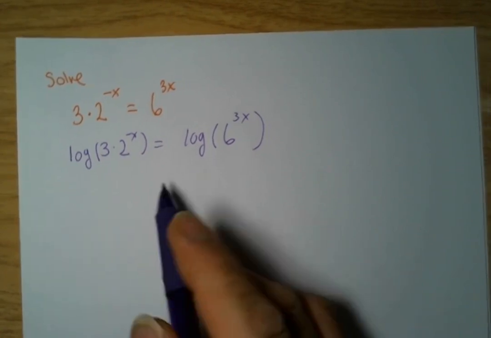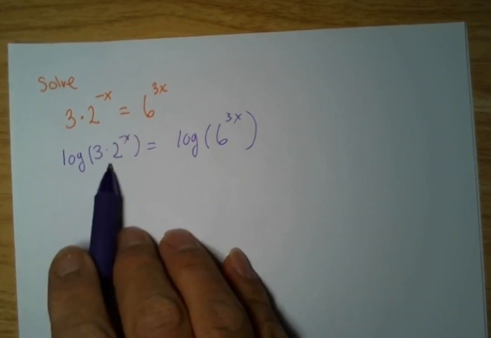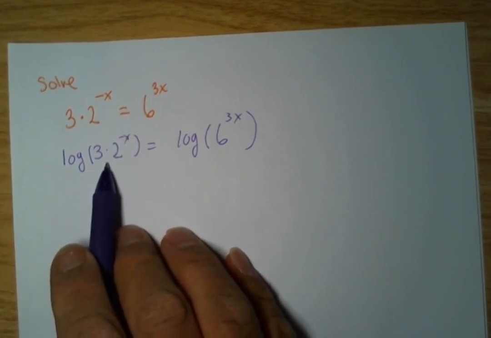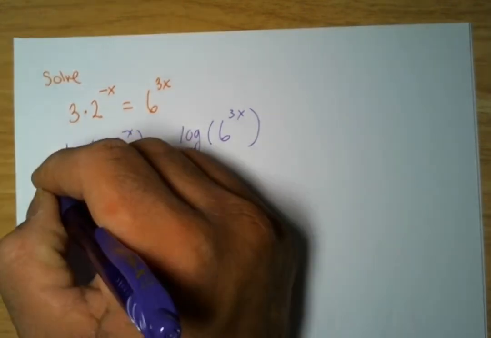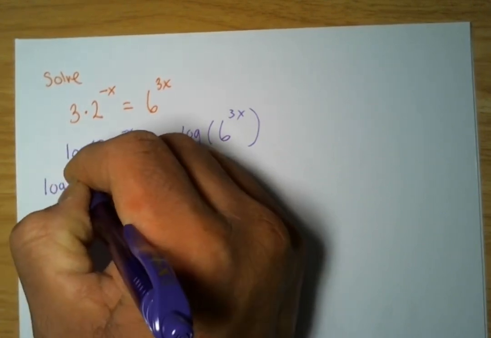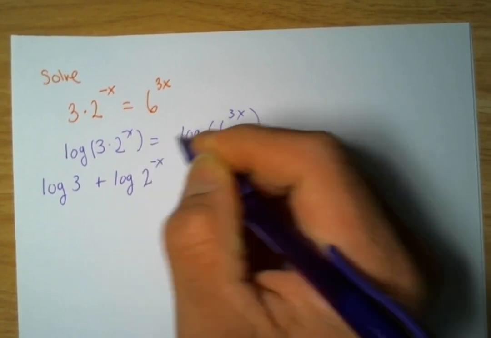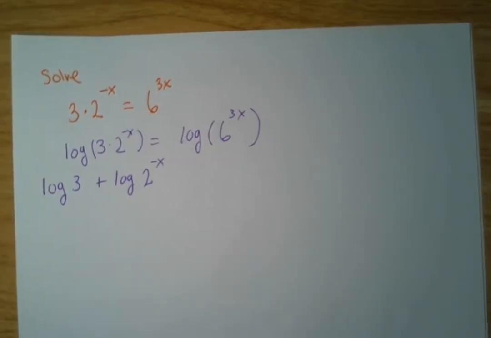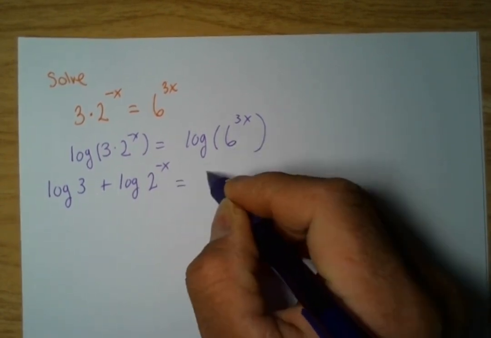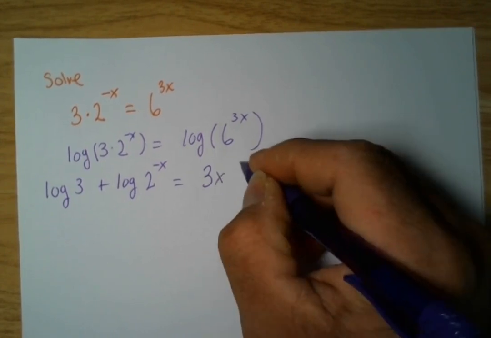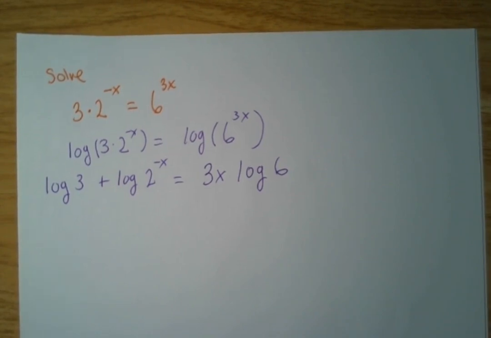At this point, I can't use the power rule here just yet, because it would have to be the power on both of these terms, and it is not, right? But the log does have the product rule that allows me to do this. I could split this up as log 3 plus log 2 to the negative x, and similar to before, the log is a common logarithm, base 10. All right, now here I can use the power rule. I just have one base, so it'll be 3x log of 6. All right, now we're getting somewhere, right?